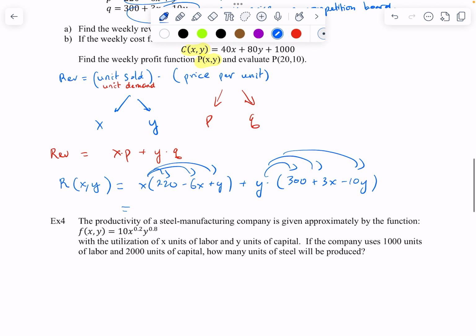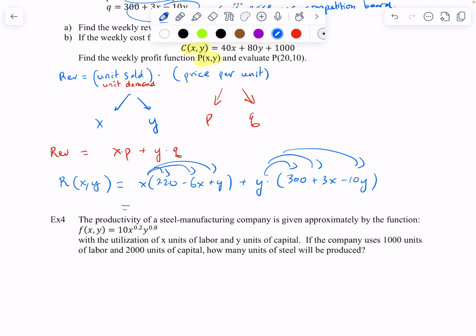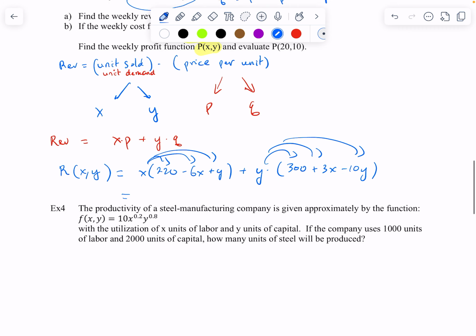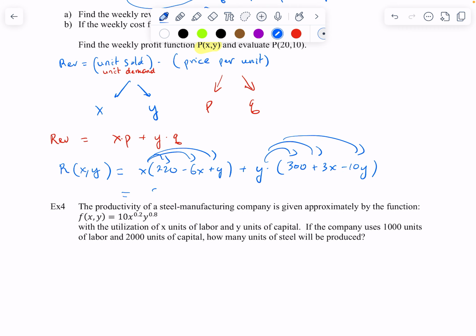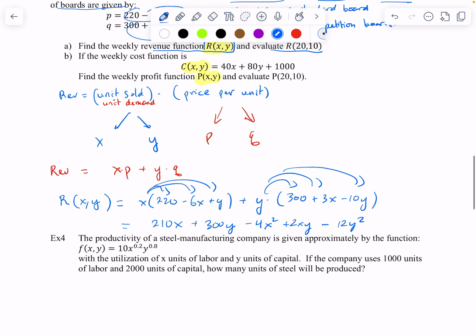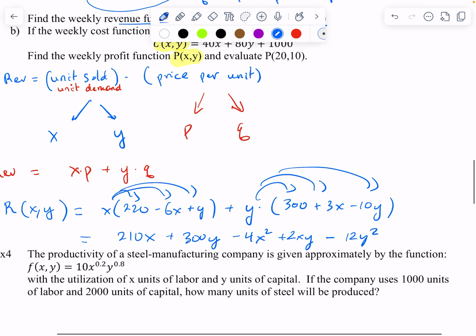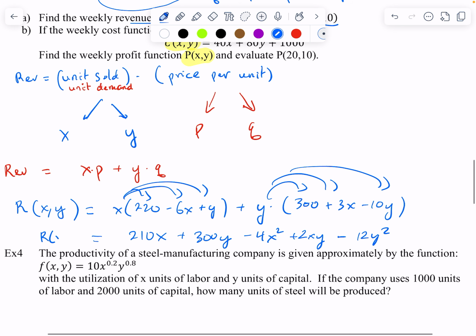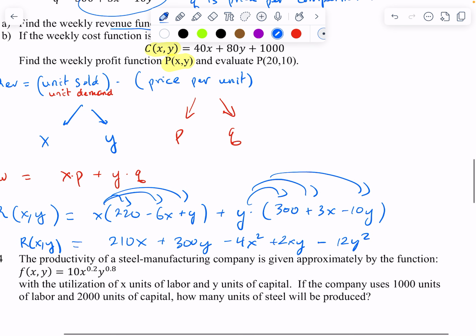That should give us 210x plus 300y minus 4x squared plus 2xy minus 12y squared. You can verify that on your own. That is our revenue function, a function of x comma y.